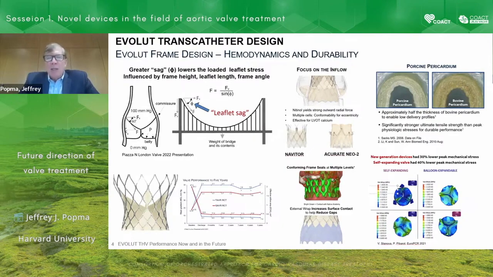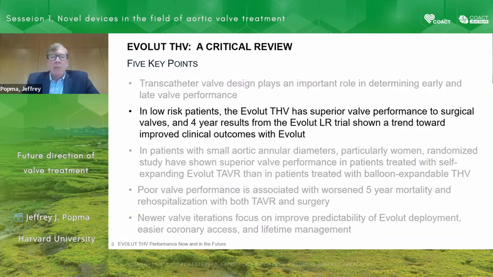So we've known about the design. Now, more recently, I'll show you we've linked that valve design with valve performance and clinical outcomes. As we start to treat patients who are lower risk for surgery, we have to understand that the patients are younger, they'll live longer, and they'll want more important outcomes. So I'd like to share very briefly in a few slides what we've learned from our Evolut Low Risk trial, which shows superior valve performance compared to surgical valves, and at 4 years shows a trend towards improved clinical outcomes with Evolut.